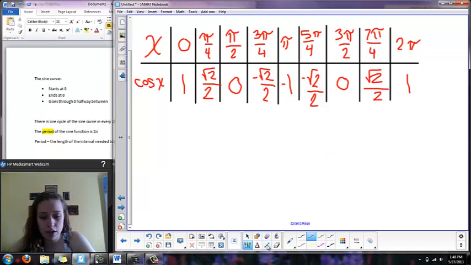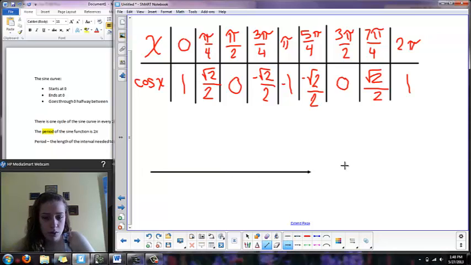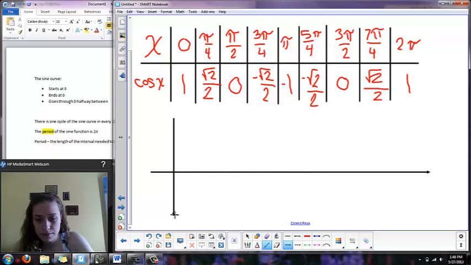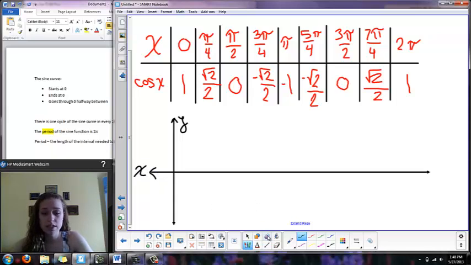Now I'm going to make a graph for you so we can see what the picture looks like. So we're going to go between 0 and 2 pi yet again. And we are going to be good mathematicians and label our axes, y and x, with arrows, because you will get points off if you don't do this. And then I'm going to go through and label my axes.